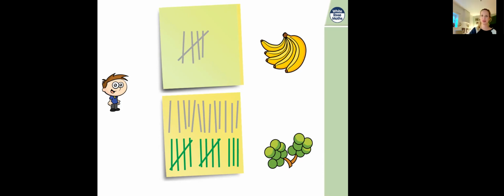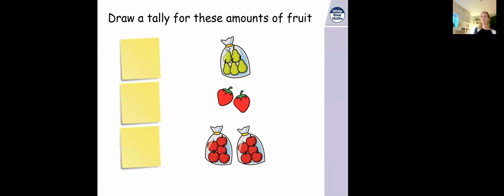Got it? So with that information stored safely up in our heads, here's some more fruit that old Teddy found after his mummy was putting away the shopping. And it says, draw a tally for these amounts of fruit. So we've got pears, strawberries, and apples.